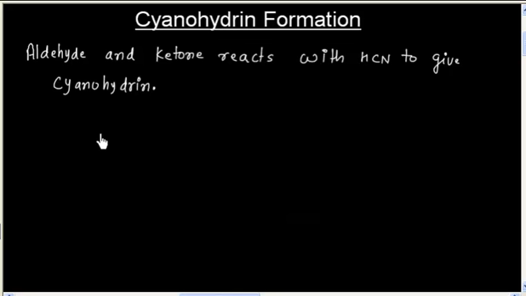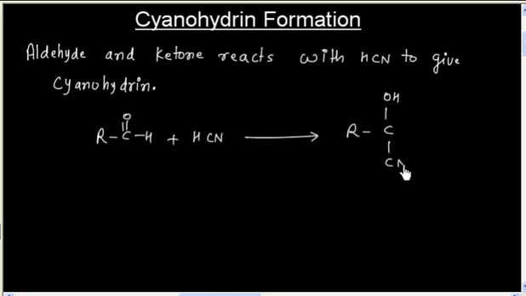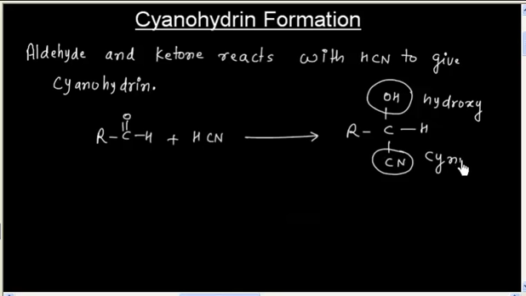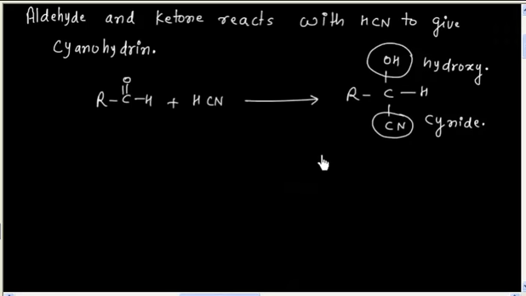For example, let us say we have an aldehyde, and this reacts with HCN to give this product. The product contains a hydroxy group and it also has a cyanide group. So that's why the product is called cyanohydrine.